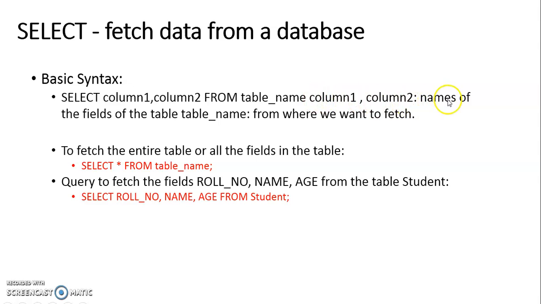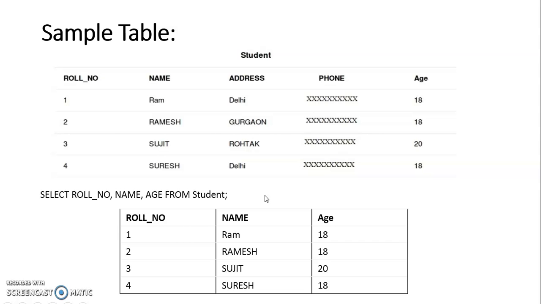Here column 1, column 2 are the fields which you want to fetch, and from which table, you will specify the name of the table. If you want to fetch the entire table, you will simply write SELECT * FROM table name. Or if you want specific columns, you write SELECT, then specify the names of the columns you want to fetch, FROM table name. In the example, we have selected 3 columns, roll number, name and age, from the table student. So this is the syntax of the SELECT command.